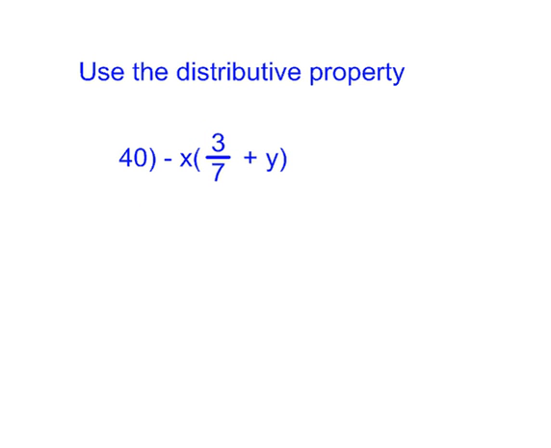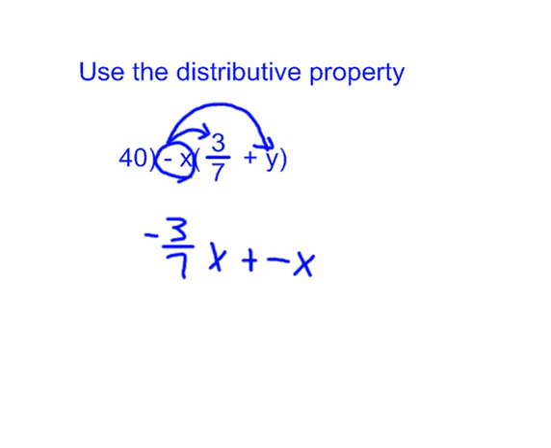Number 40, we would take this negative x and we would times it by 3/7. And so that would be a negative 3/7 x. Then we have to take the negative x and distribute over here. So this would be plus a negative xy. And you could leave this problem like this, or you could write negative 3/7 x minus xy.